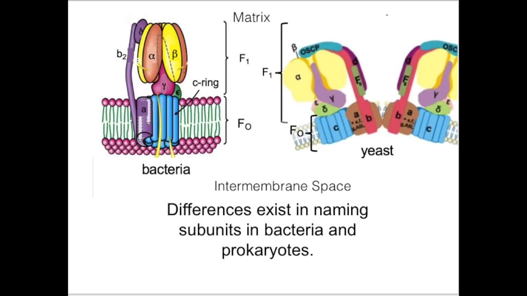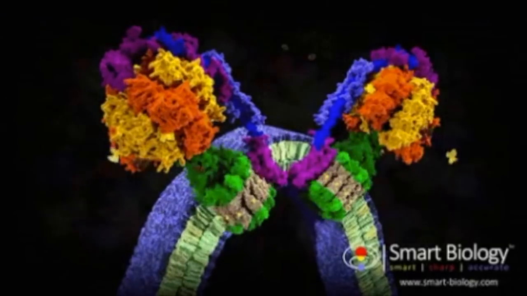In both bacteria and in yeast, these subunits that are found in ATP synthase are grouped into two main structures, the F0 and the F1. The F0 is found in the inner mitochondrial membrane, and F1 projects into the mitochondrial matrix. F1 contains the subunits that are going to be directly involved in the production of ATP synthesis, whereas subunits in F0 provide the rotation that allows ATP synthesis to happen.